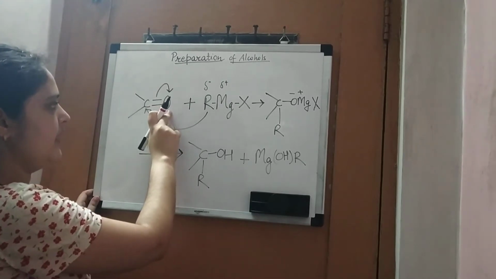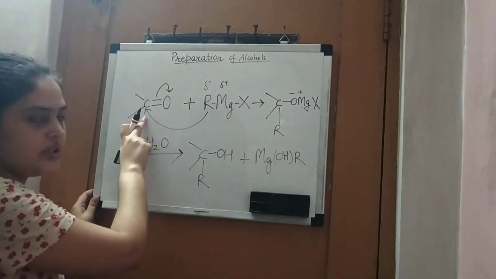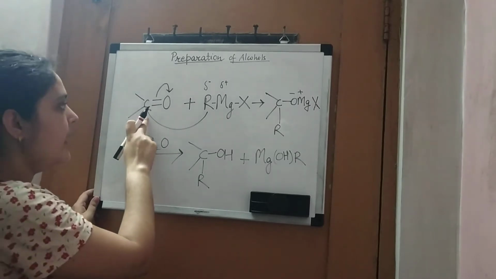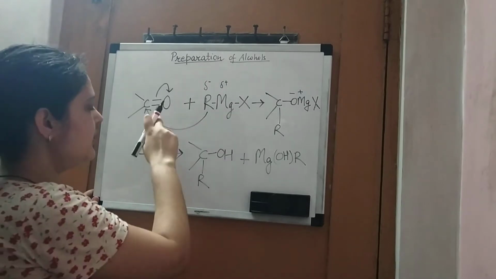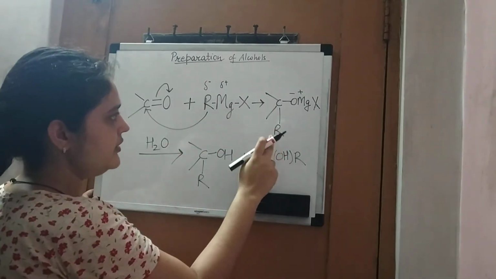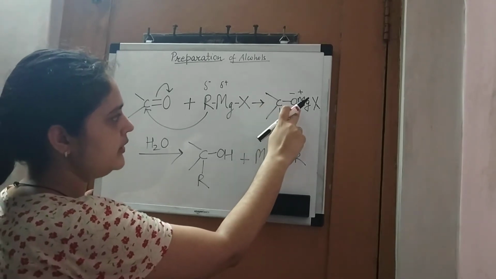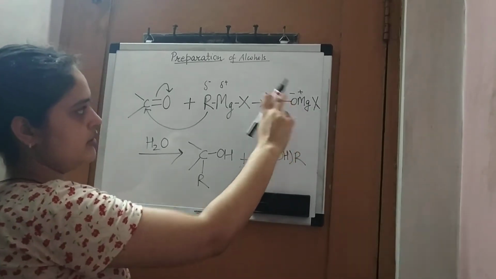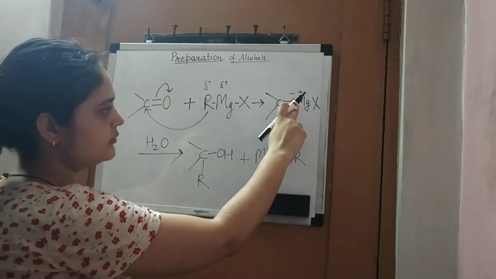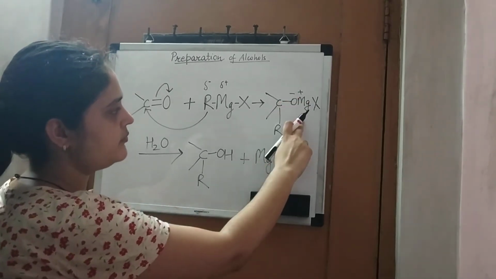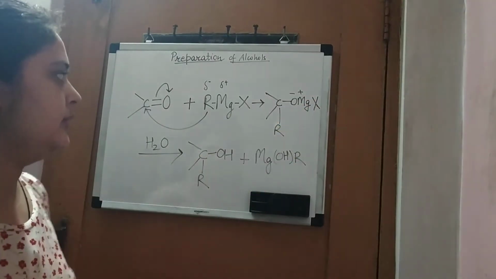and then this positive part MgX will attach to the oxygen atom. So what is happening here? The alkyl group is going to the carbon atom of the carbonyl group, and the MgX is going to the oxygen atom of the carbonyl group. So this structure is formed, right? R is attached to carbon, and MgX is attached to oxygen. So this is an adduct, right?